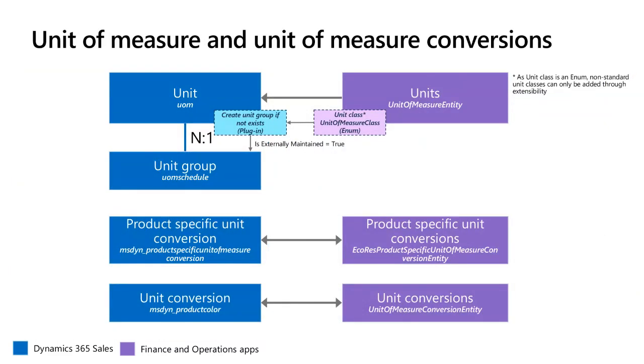So unit of measure and unit of measure conversions, these are also supported flows. So units more or less line up between the two applications, with the difference where we have this unit group in sales and there's no equivalent entity or data construct in finance and operations. There is a unit of measure class enum. So there's a plugin there to support that data flow. And then for product specific unit conversion and unit conversion, there are entities and entity maps to support the synchronization of that information as well.